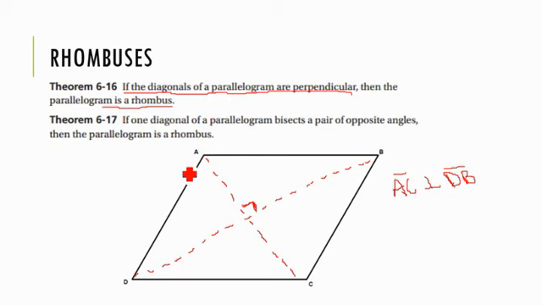We could also say that if one diagonal of a parallelogram bisects a pair of opposite angles, then the parallelogram is a rhombus. And the opposite is true as well. If a parallelogram is a rhombus, then one diagonal of the parallelogram will bisect a pair of opposite angles.